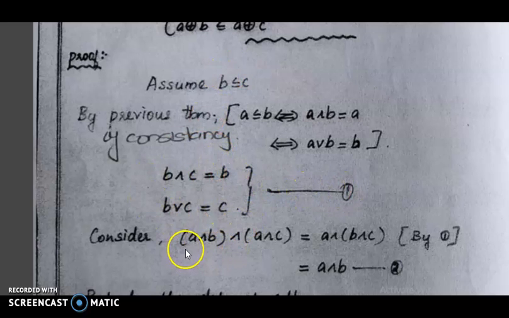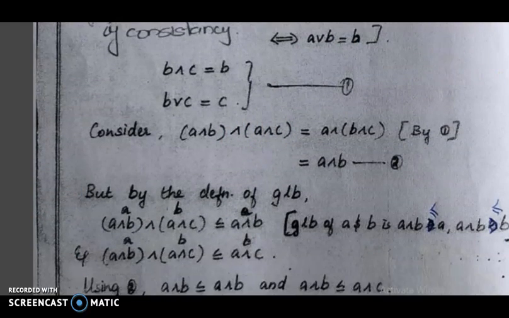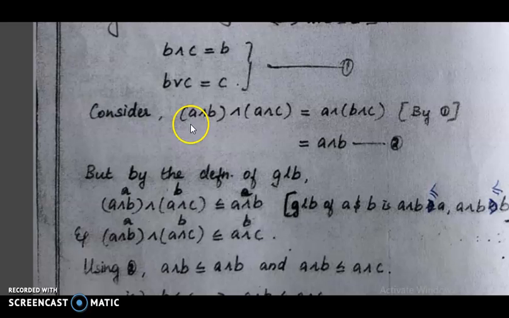Now let us consider (A and B) and (A and C). We are assuming this, and you see all the operations are AND, all the conjunctions are AND. So taking A as common, we can write this as A and (B and C). Now what is B and C? By equation 1, B and C is B. So we replace B and C by B, and we get B here.